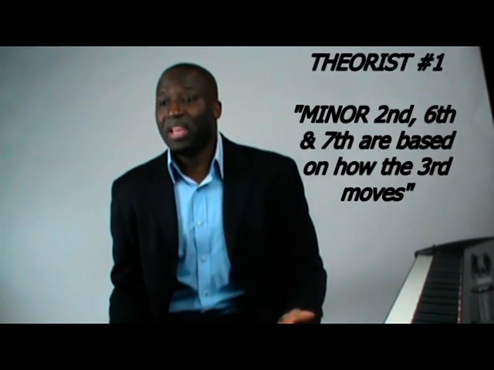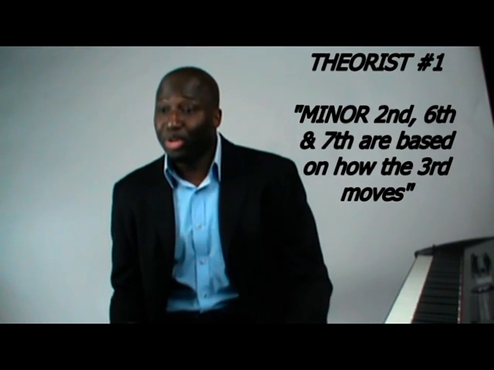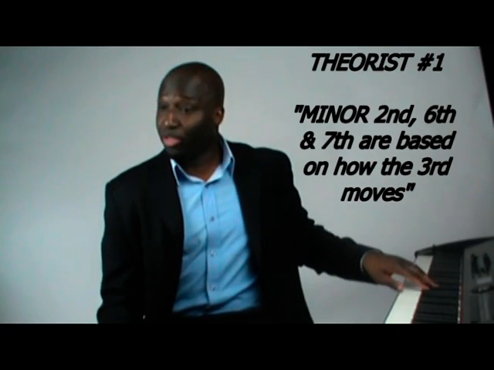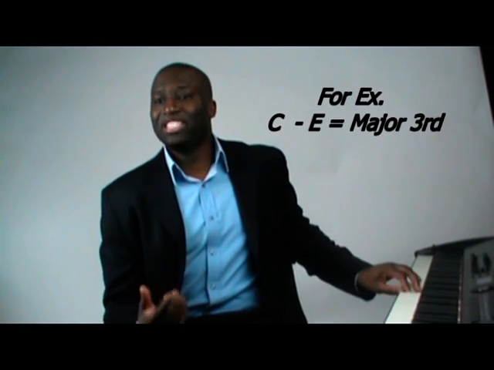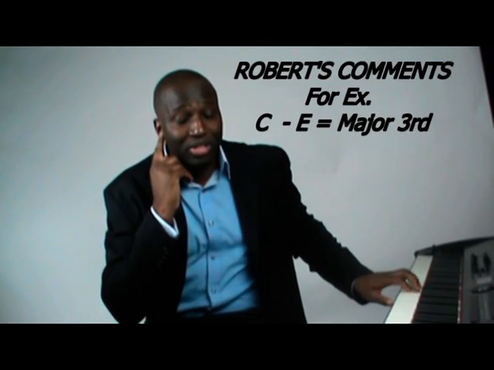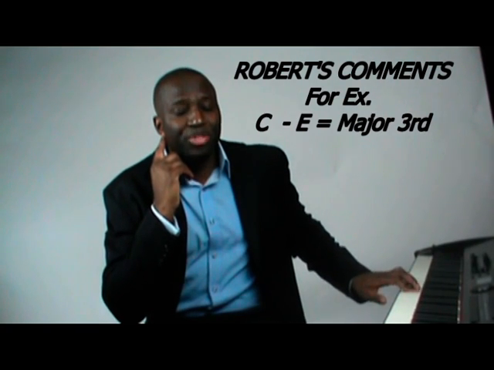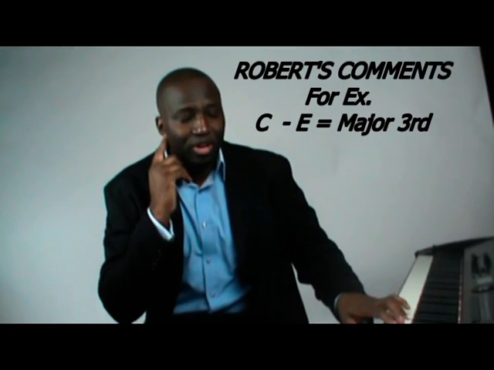All right, so here's theorist number 1. They say minor seconds, minor 6ths, and minor 7ths are based on how the 3rd moves. We know that the 3rd goes down 1 semitone, right? So they said, for example, C and E is a major 3rd. Now, if you hear that sound, you can tell it's a major 3rd.